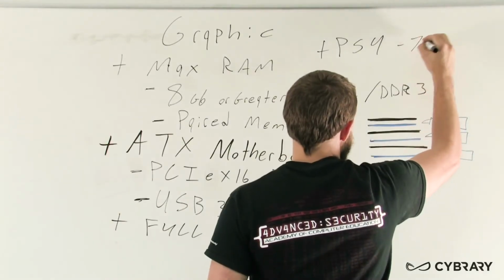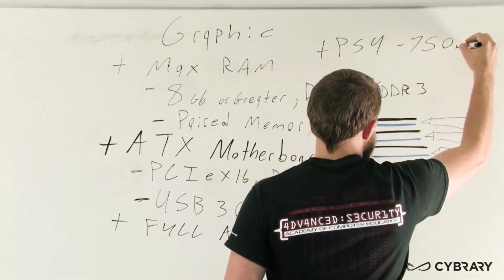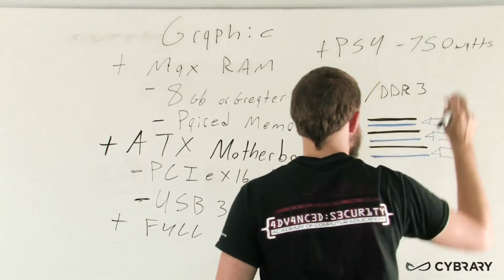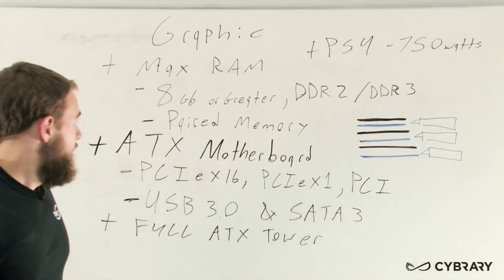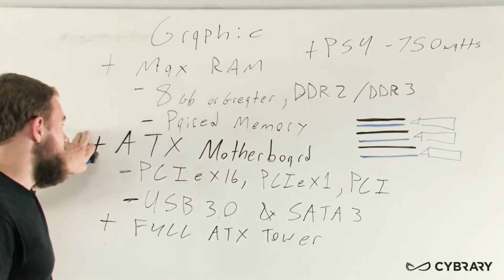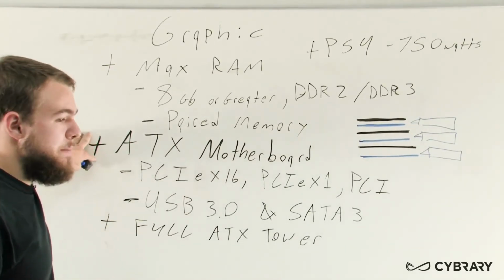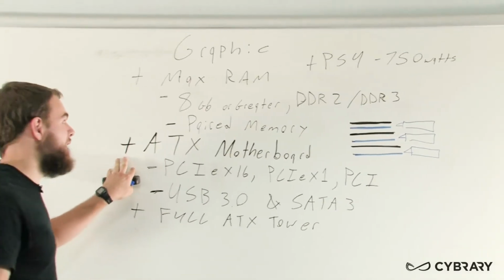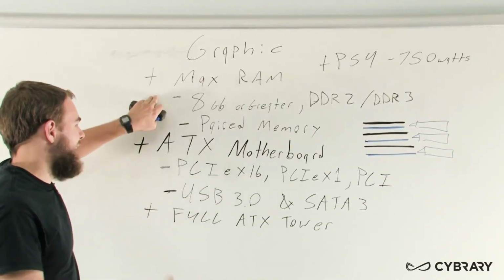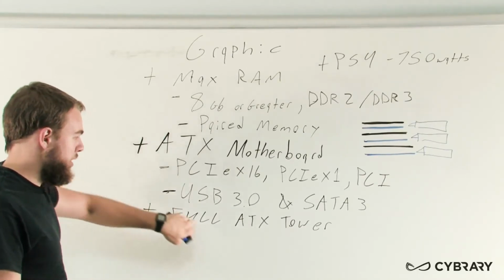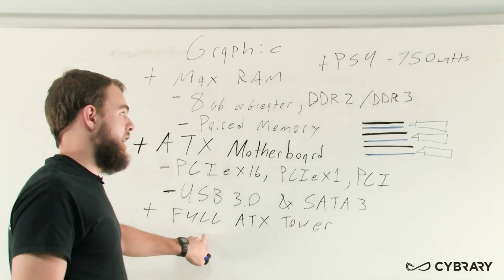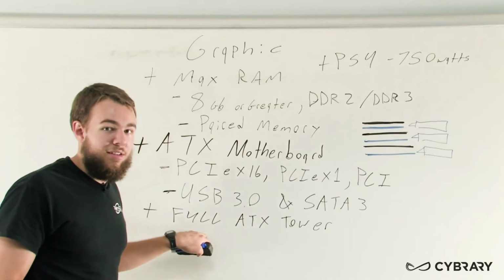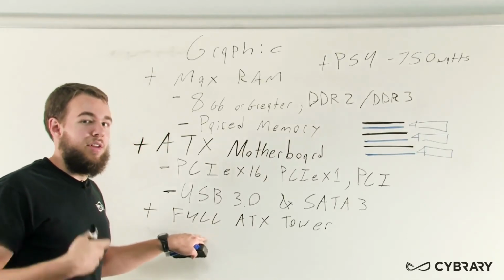Additionally, with our full ATX tower, with all of these different components that we have, we want to look at a power supply unit of at least 750 watts. So we erased some of our components already, but we talked about how we want to have our high-end processor, our high-end video. We also have max RAM, an ATX motherboard, a full ATX tower, and a power supply unit, which is pushing us at least 750 watts.